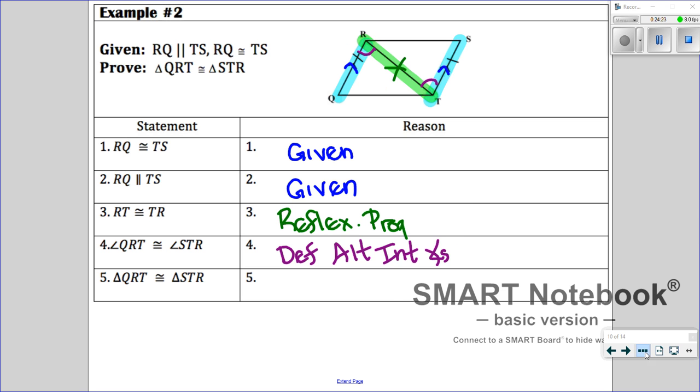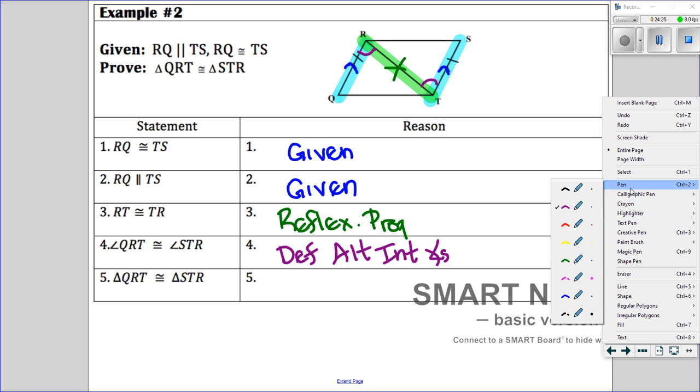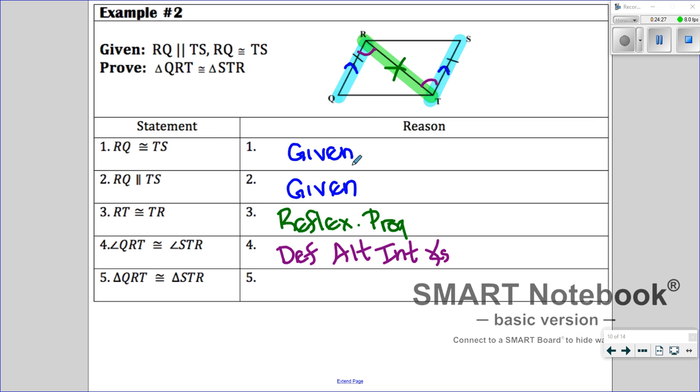Now you can prove that the two triangles, QRT and STR, are congruent because of side, angle, side. So side, angle, side. Again, this is everything that you've learned from previous lessons. You're just putting it together to prove that two triangles are congruent to each other. So nothing new. You're just taking everything you've learned before and applying it to prove triangle congruency.